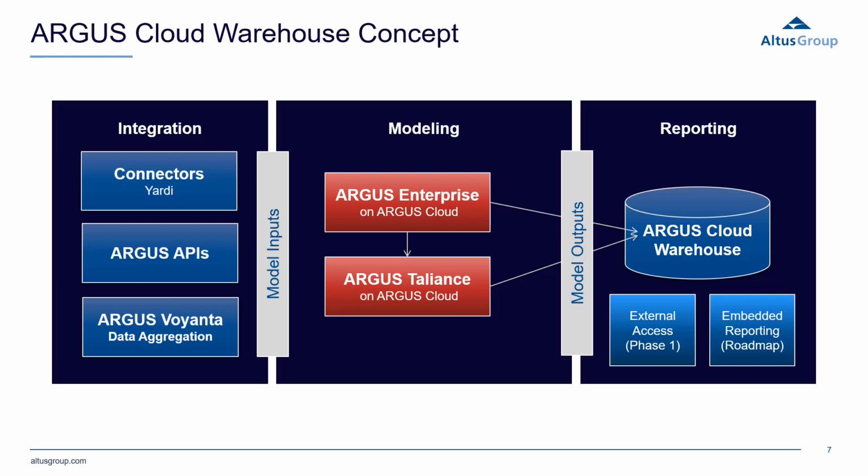ARGUS APIs allow us to move and manipulate data between systems, but remember, it does require a middleware application to work. ARGUS Voyanta is our data aggregation and validation solution, which allows clean data to flow to AE or AT. And of course, you can always manually input data into either solution. Once data gets to AE or AT, it can flow from the ARGUS Cloud database to the ARGUS Cloud Warehouse, which you can see over on the right of the screen. ARGUS Cloud Warehouse is built off Snowflake technology. Snowflake does a lot of the joins and SQL unions between the tables in the database.